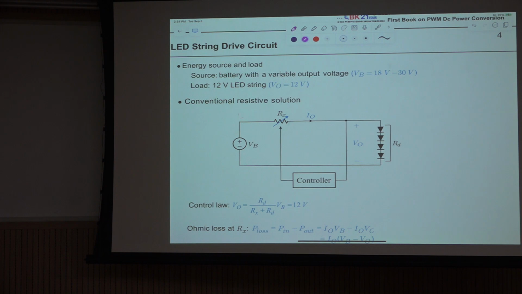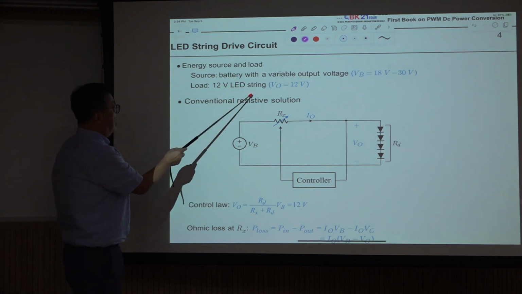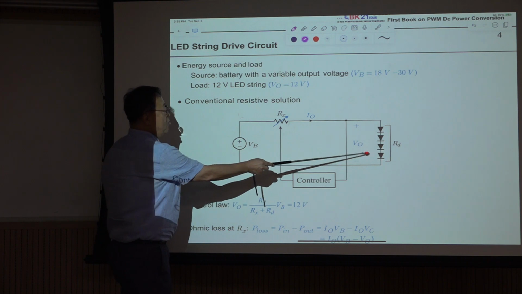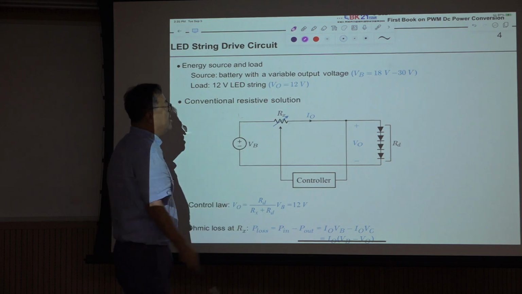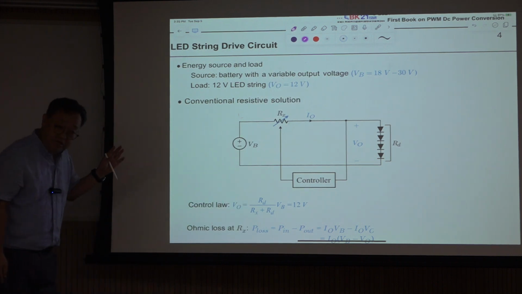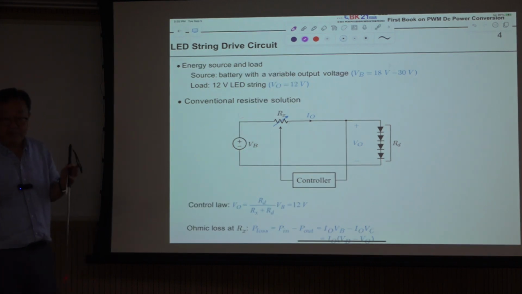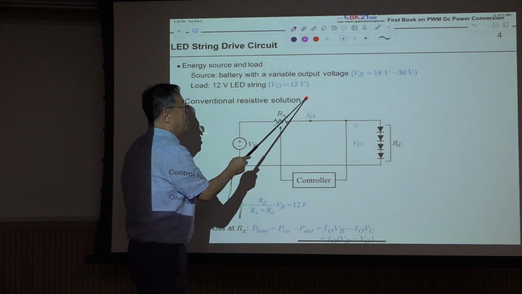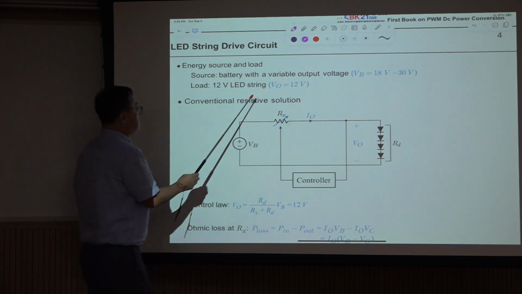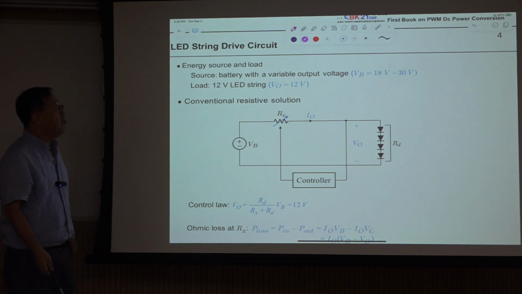We are trying to energize this string of diodes. This is an LED, light emitting diode, string. Four of them are connected in series, and the load requires exactly 12 volt. That is the assumption. Practically, there is no such requirement, but let's assume this works at exactly 12 volt, and the DC source is a battery with variable output voltage.